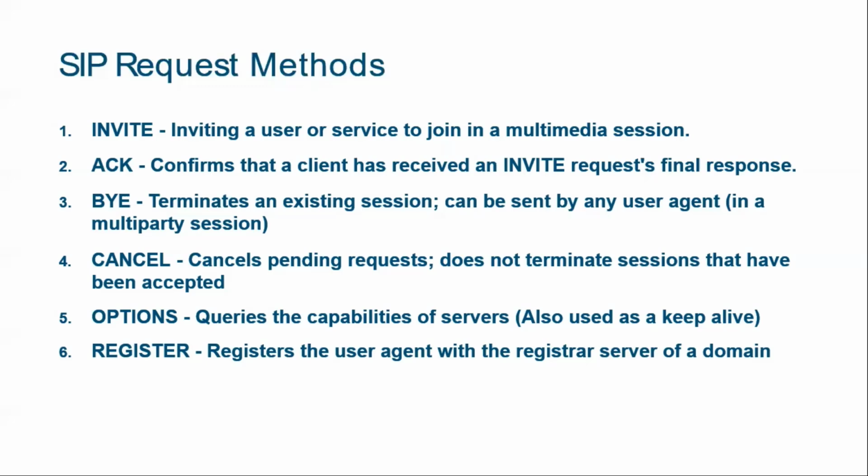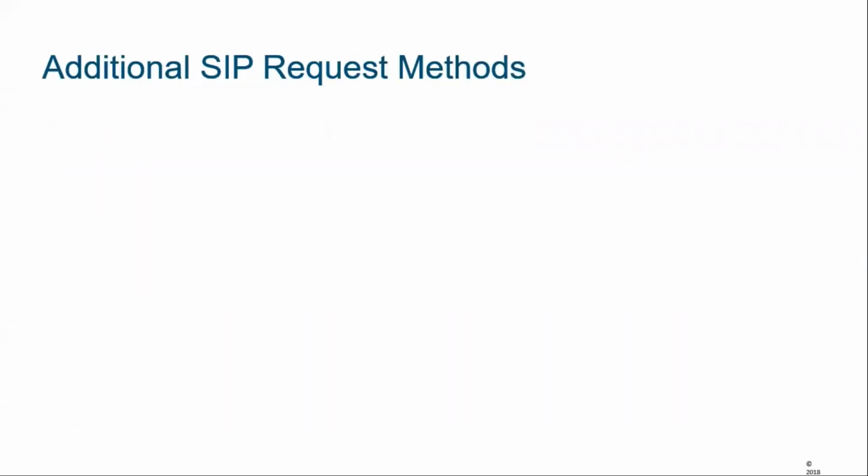So these are the six request methods: invite, ACK, bye, cancel, options, and register, that you'll find to be the most important ones in the SIP world. Now, after talking about the core of SIP, that were invite, ACK, bye, cancel, options, and register, it's time for us to go ahead and talk about some more which are not that important, but then you would definitely encounter them while you work in a unified communication setup.